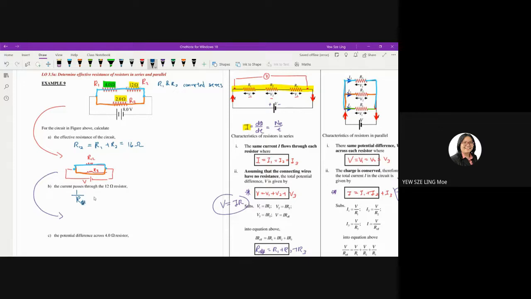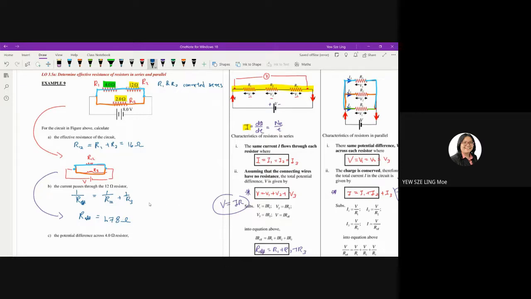Once again, before you reach the final resistor, you cannot label it as R effective. You label R effective only if you have just 1 left. So 1 over R effective is equal to 1 over R12 plus 1 over R3. So R effective is then equal to 1.78 ohm. Okay, 1.78 ohm.